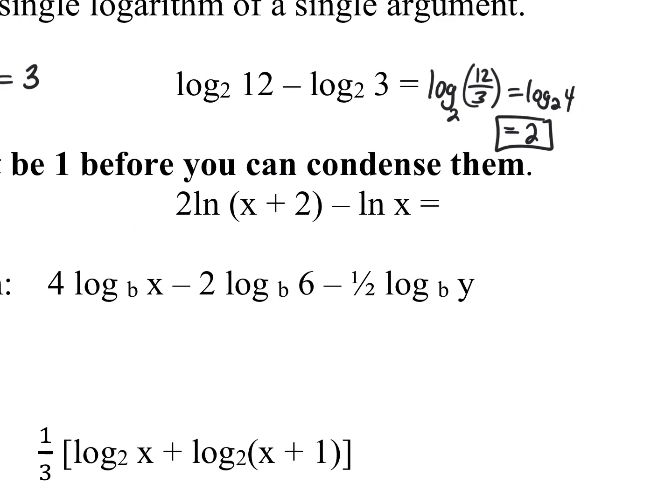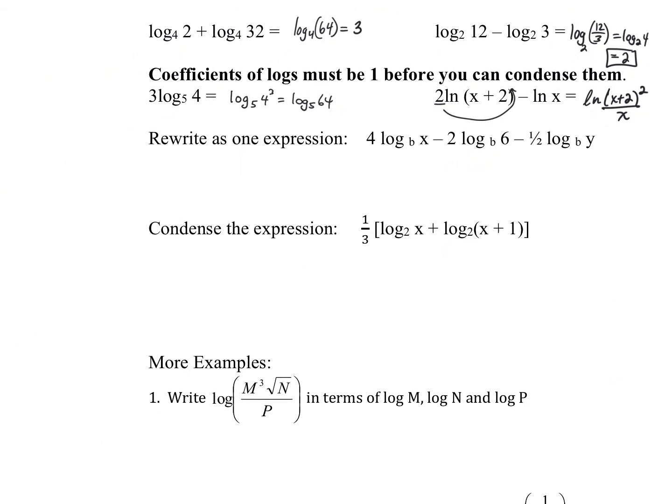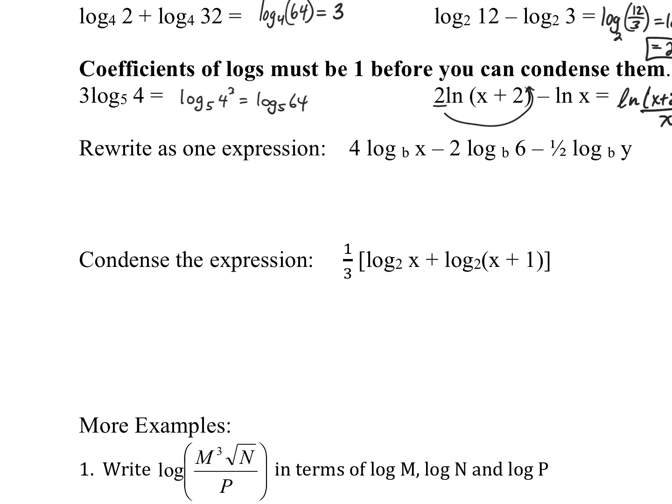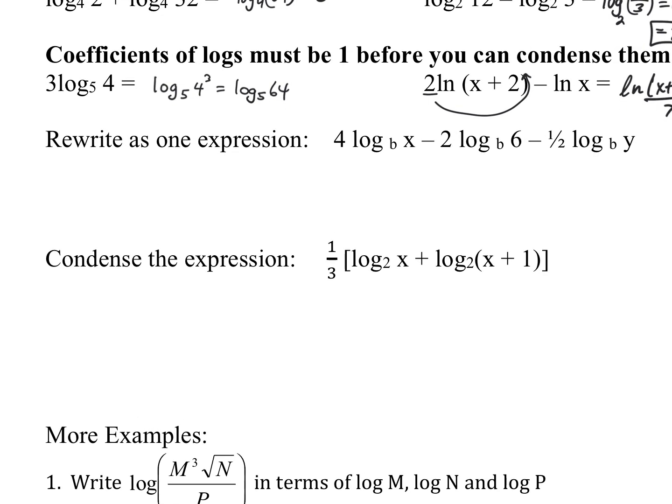Over here on the right, we would want to move this exponent, this 2, up here. We would write this as the natural log of (x plus 2) squared divided by x, because now that I have that exponent, that coefficient of 1, I can now use my condensing rules. So I have the natural log of the quantity (x plus 2) squared over x. So I want to let you guys try these next 2 on your own. I would suggest pausing the video, working these out, and then checking against my work.